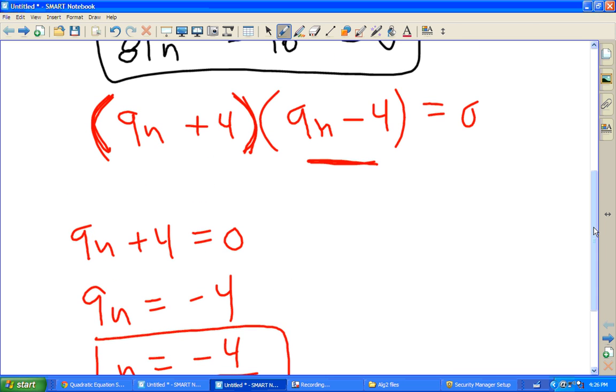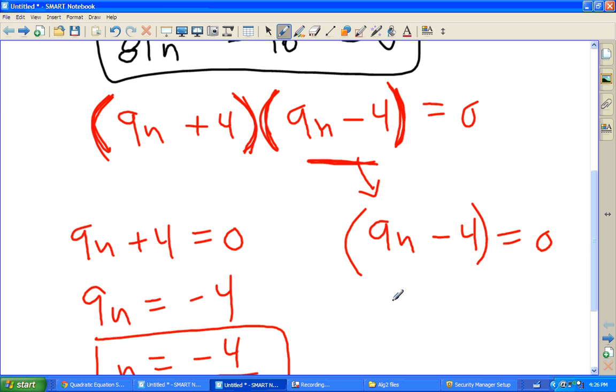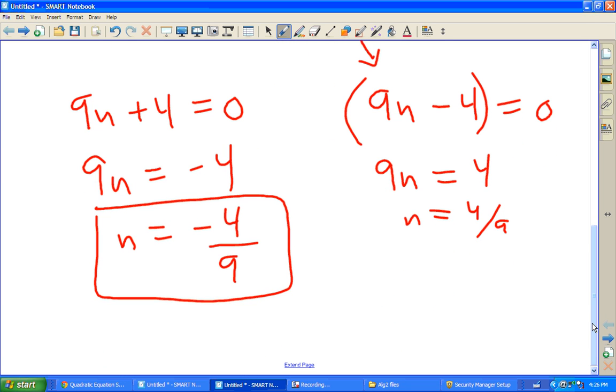Now, in similar fashion, I set this one equal to 0 for the same reason. If what's in this bracket here equals 0, it doesn't matter what's in this bracket over here. If this is 0, 0 times anything is 0. Therefore, what's in this bracket equals 0 is a solution. 9n equals 4. n equals 4 divided by 9. I wrote it a little bit differently, so n equals 4/9, and there are my two solutions.